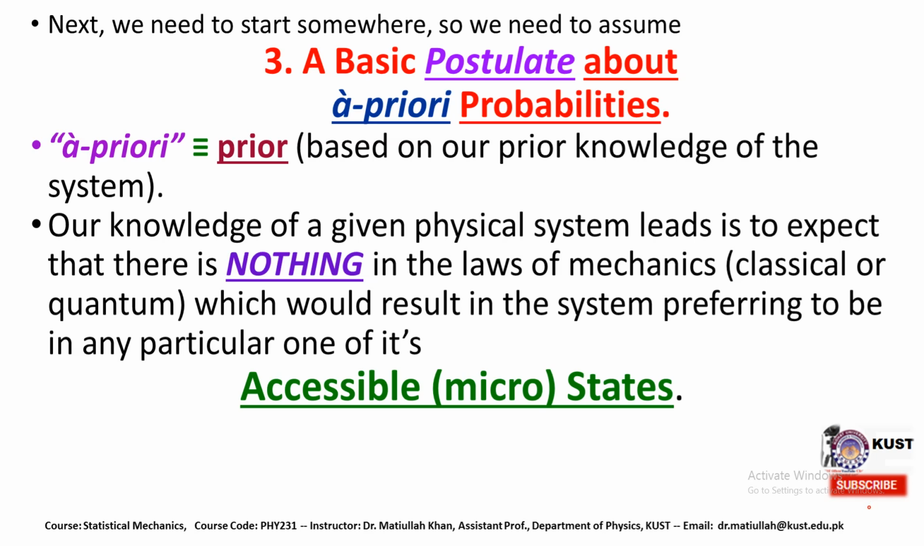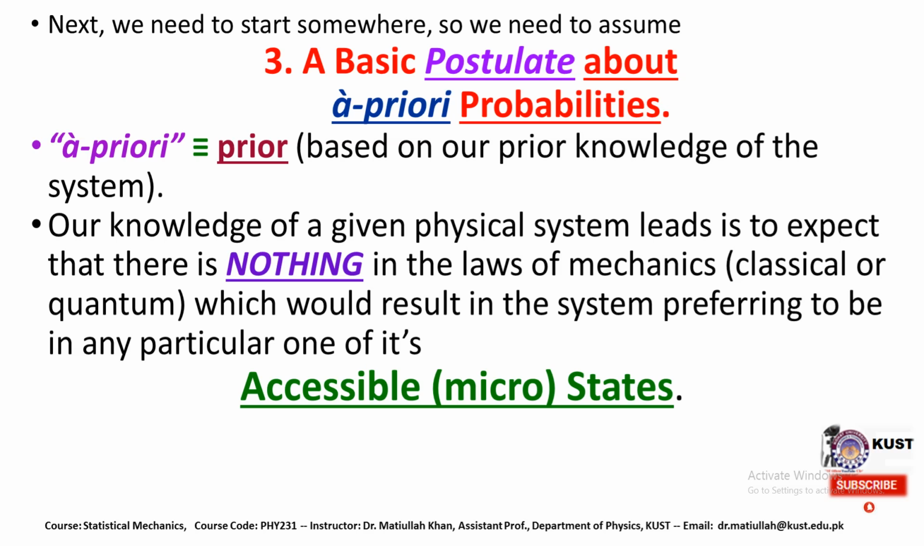That is a postulate about a priori probabilities. If we look at the meaning of a priori, prior means based on our prior knowledge of that particular system. So our knowledge of a given physical system leads us to expect that there is nothing in the laws of mechanics, which may be classical or quantum, which would result in the system preferring to be in a particular one of its accessible microstates. So we need to utilize the concept of probability, that is the basic postulate of probability, to calculate the probability of that system.